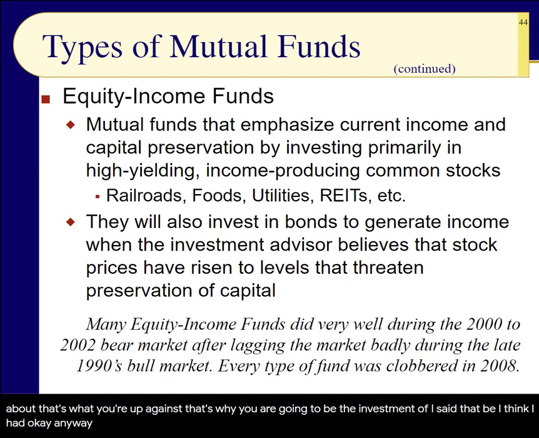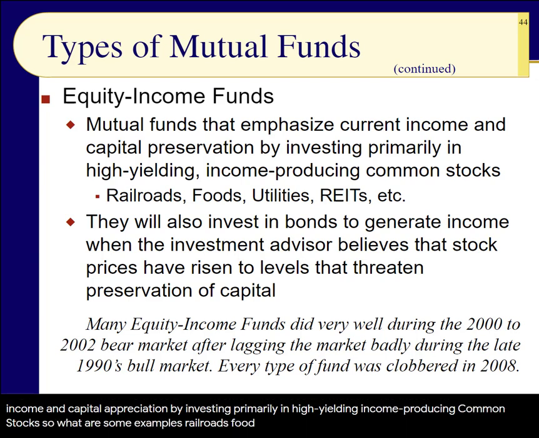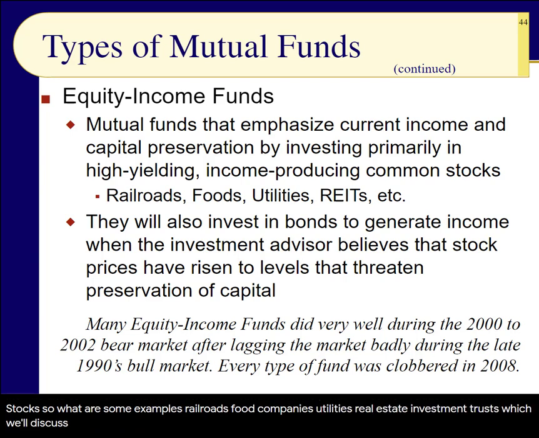Okay, anyway, what are these equity income funds? These are mutual funds that emphasize current income and capital appreciation by investing primarily in high yielding, income producing common stocks. So, what are some examples? Railroads, food companies, utilities, real estate investment trusts, which we'll discuss what they are later on, but they're basically a real estate company, and they earn rent, the shopping centers, warehouses, office buildings, apartment complexes.